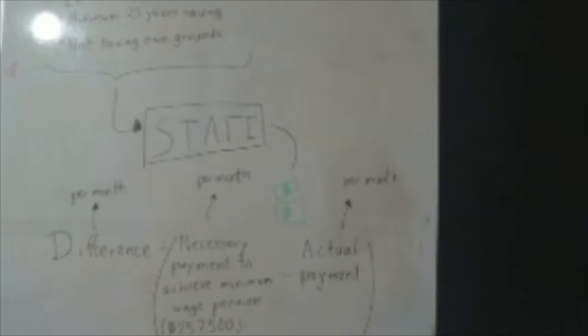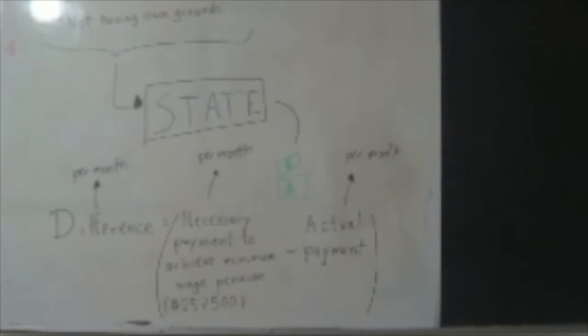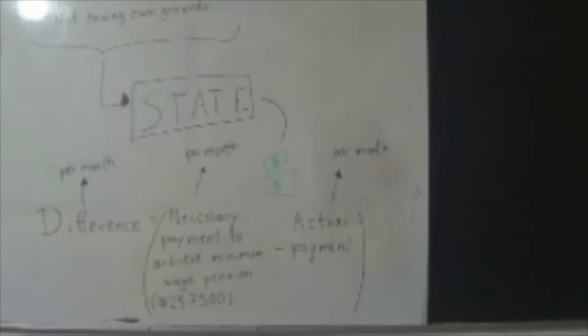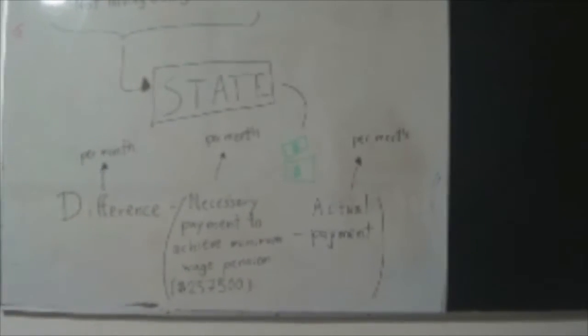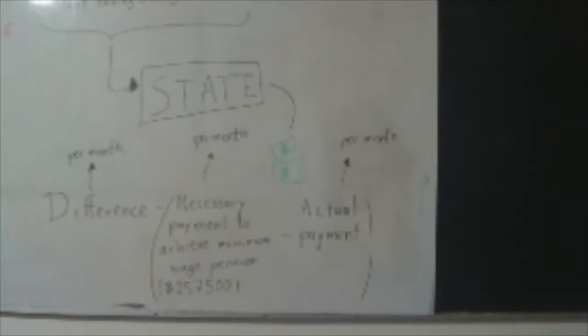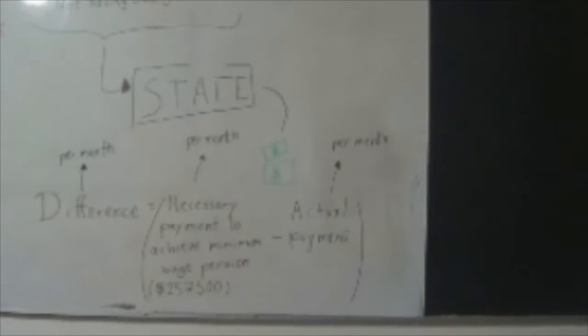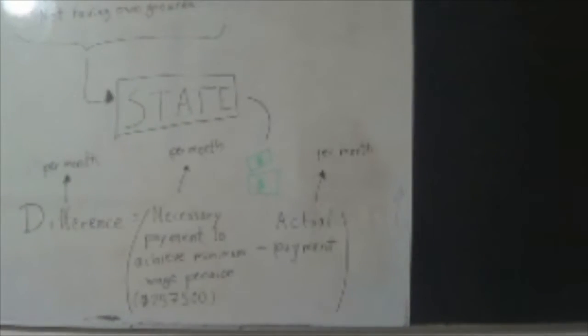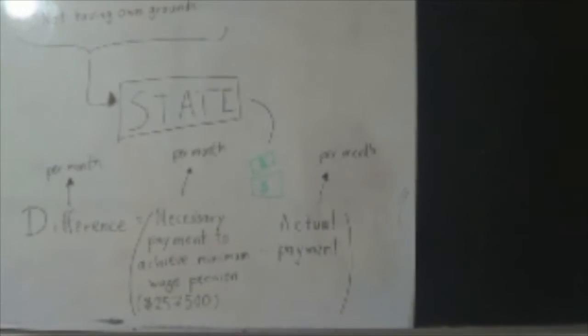If the worker achieves having a minimum of 25 years saving and not having gaps, then the state will cover the difference between the necessary payments to achieve a minimum pension equivalent to the minimum wage, considering the number of months saving money and the time a person is expected to live in retirement.